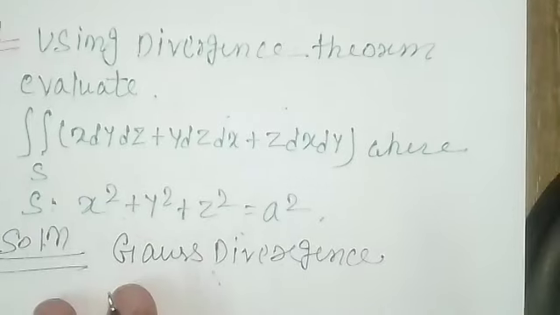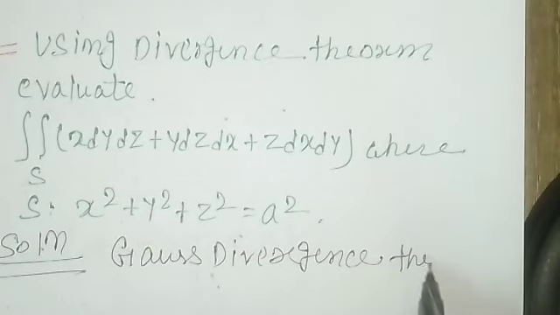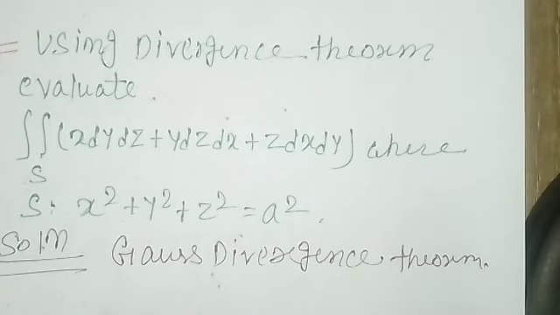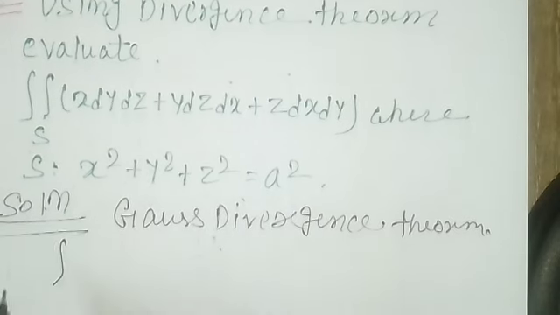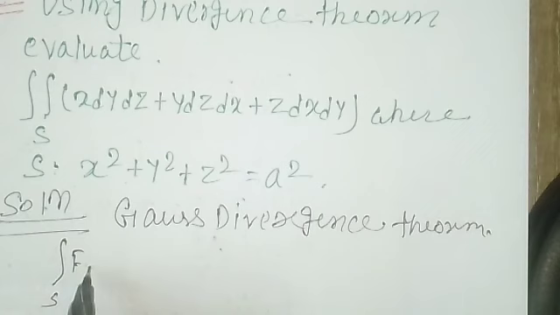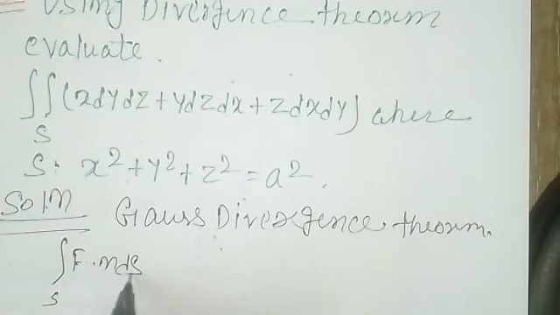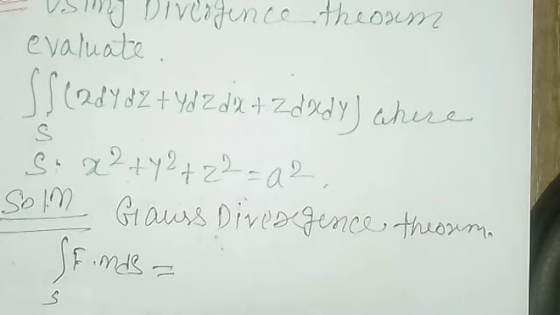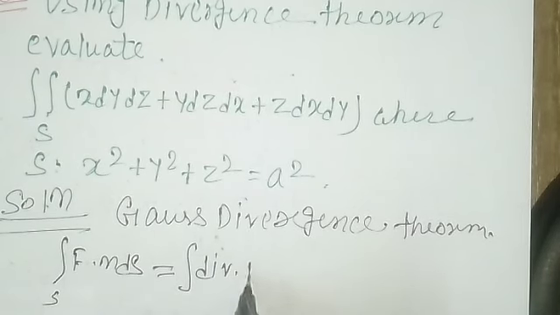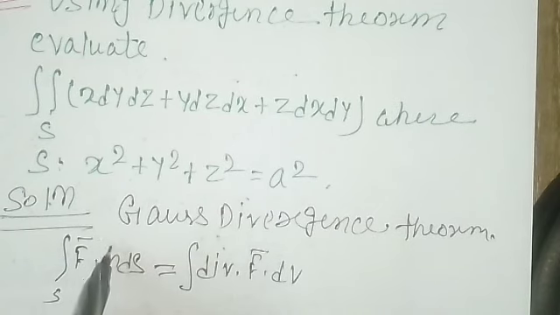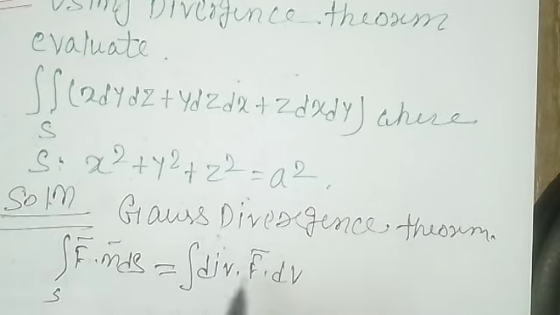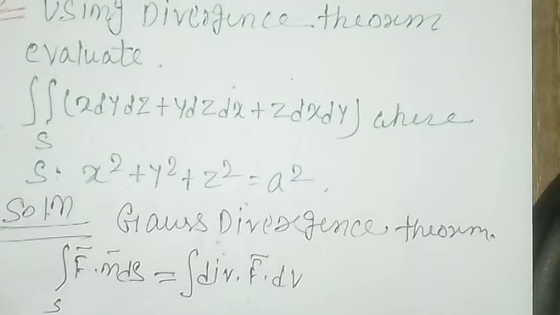So what is the Gauss Divergence Theorem? The Gauss Divergence Theorem is the integration over the surface of F dot n dS, which is equal to the integration of divergence of F dV. So this is what you have: F dot n dS is equal to divergence of F dV.